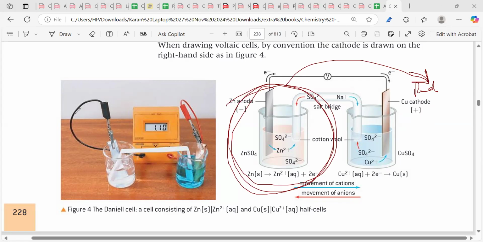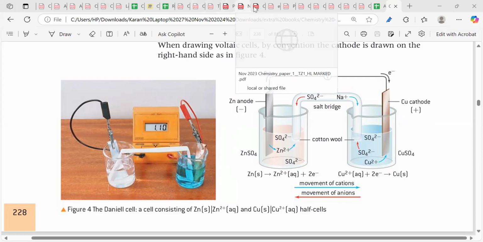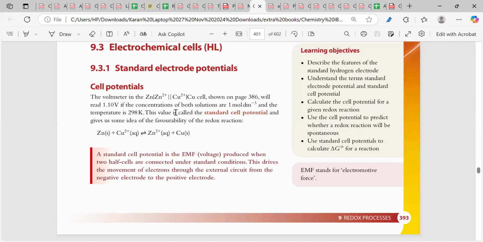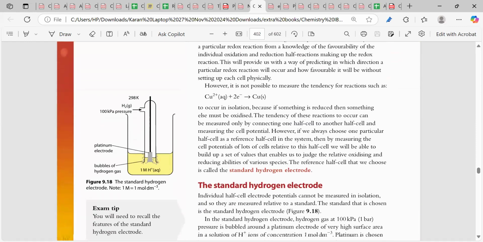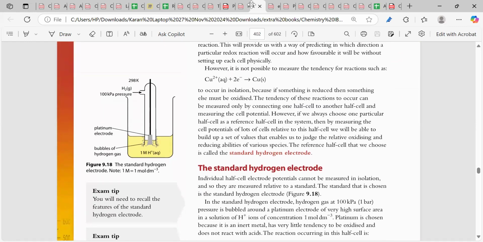But what should we do? How should we find it out? The potential of an individual half cell is called the electrode potential, right? To find out the standard electrode potential, we have to use the standard hydrogen electrode. Is it clear, everybody? We have to use the standard hydrogen electrode.